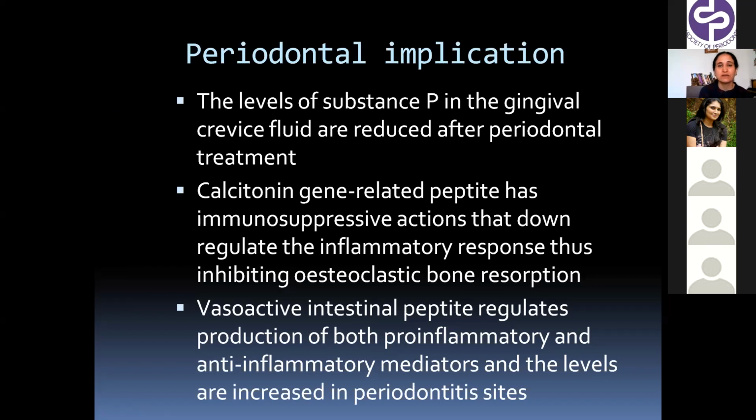What we have seen in many experiments is that the levels of substance P in the gingival tissues are reduced after periodontal treatment. That means it was elaborated in more quantity in the gingivitis patients and in the periodontitis patients.